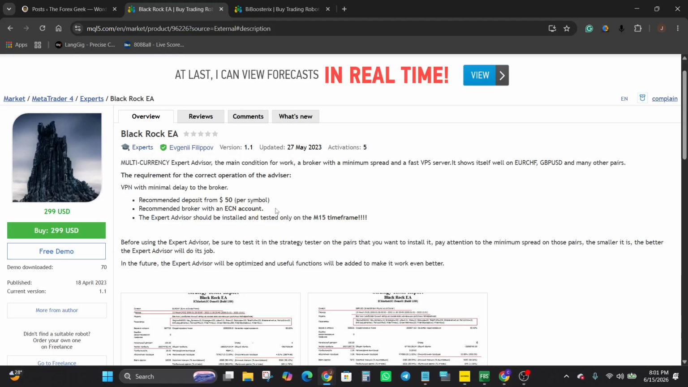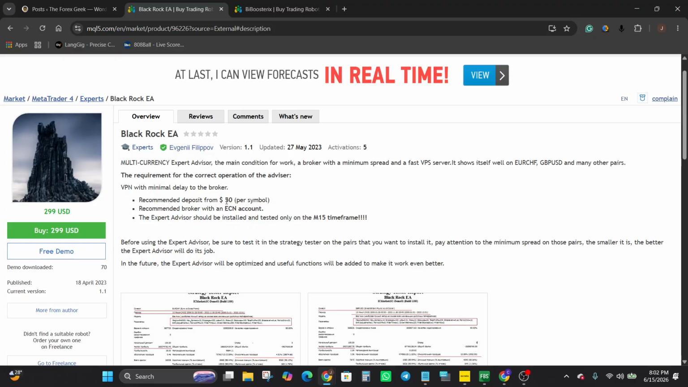As I continue through the description, one of the key requirements highlighted by the developer is trading environment quality. The EA is intended to operate with a broker offering minimal spreads, preferably an ECN account, along with a fast VPS connection. The product page also stresses the importance of maintaining very low latency between the trading platform and the broker for proper operation. Another important point is the recommended deposit, which starts from $50 per symbol being traded.